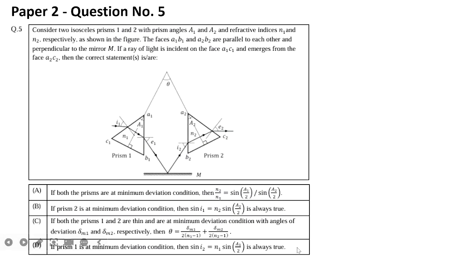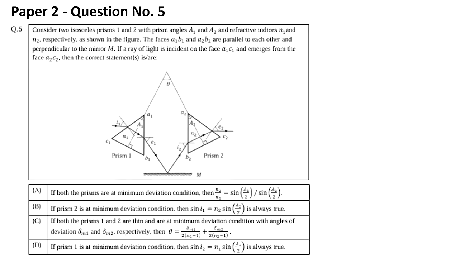Hello students, we discuss question number 5 of paper 2. Consider two isosceles prisms 1 and 2 with prism angles A1 and A2 with respective indices N1 and N2, as shown in the figure. The faces A1B1 and A2B2 are parallel to each other and perpendicular to the mirror M. If a ray of light is incident on the face A1C1 and emerges from the face A2C2, then the correct statements are.